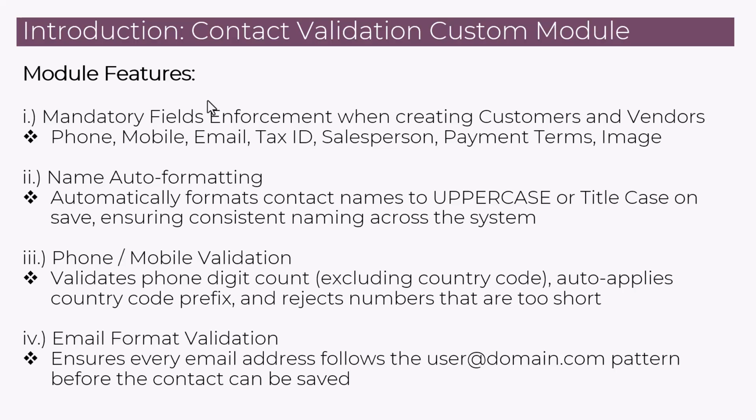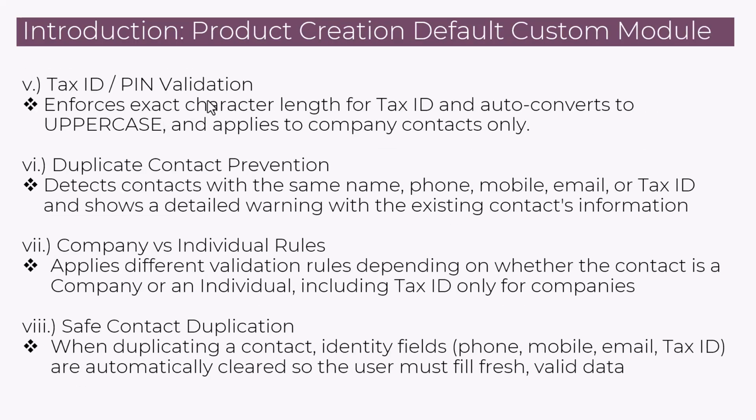Also, there is phone and mobile validation. So depending on the country code you choose, the module auto-applies the country code prefix before the number, and it also removes the spacing in between the numbers. There is also email format validation, where it ensures every email saved for a contact has the @ and the dot symbol.